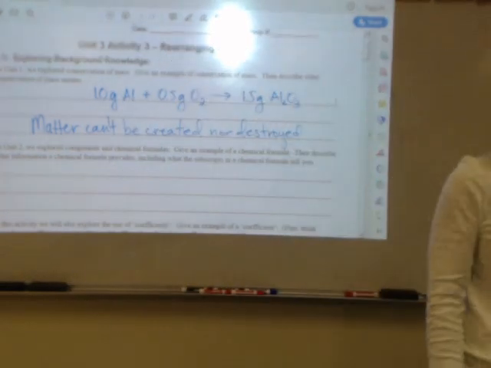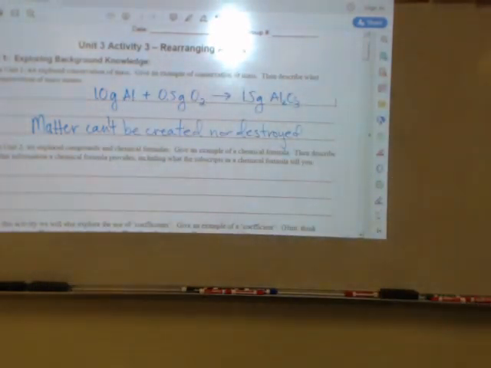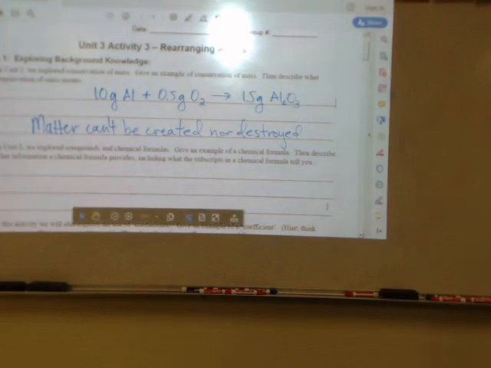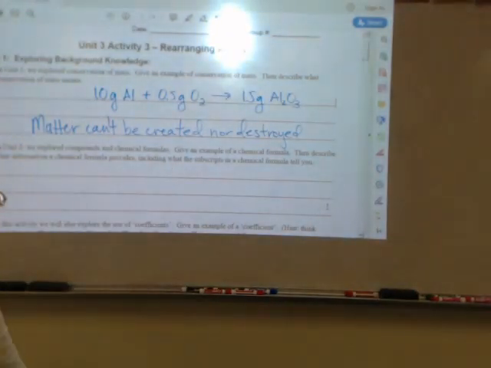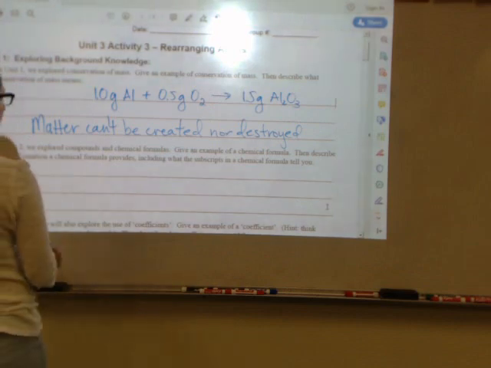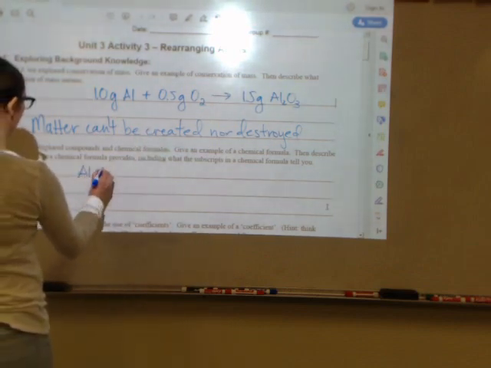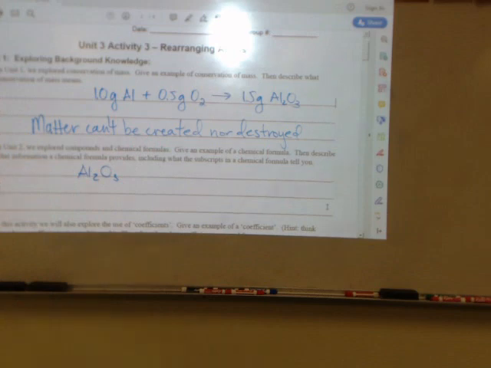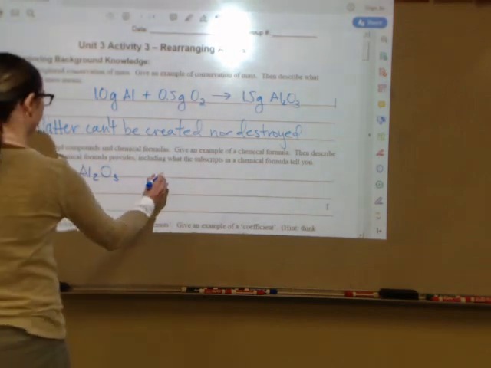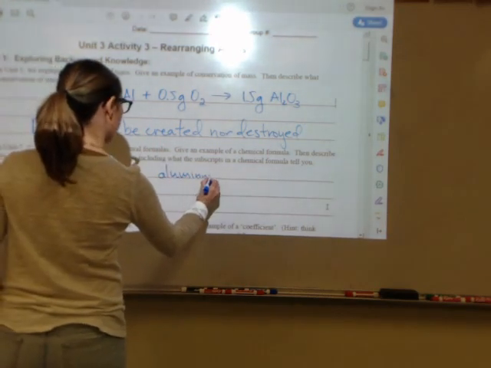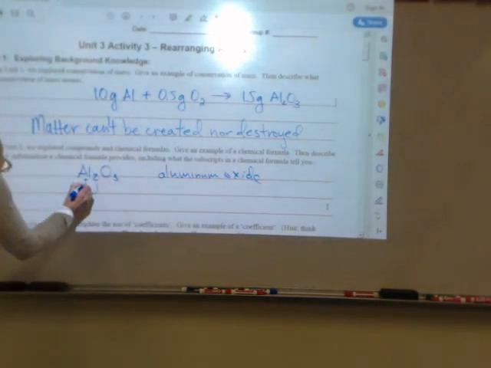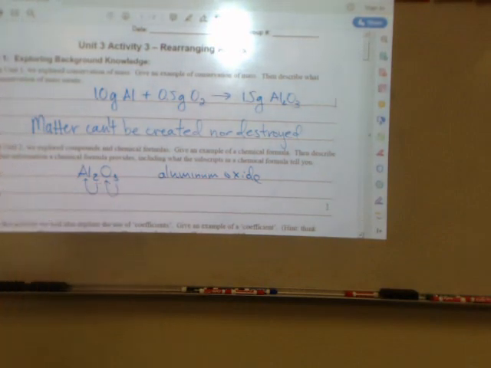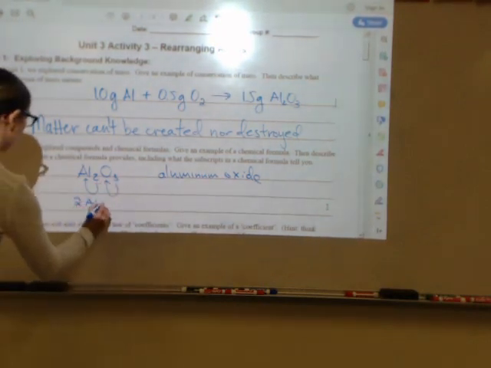Let's look at number 2. In Unit 2, we explored compounds and chemical formulas. Give an example of a chemical formula, then describe what information a chemical formula provides, including what the subscripts in a chemical formula tell you. So why don't I use my Al2O3? That's a compound and its chemical formula. That's aluminum oxide. This is telling us that we have 2 aluminum atoms combining with 3 oxygen atoms.